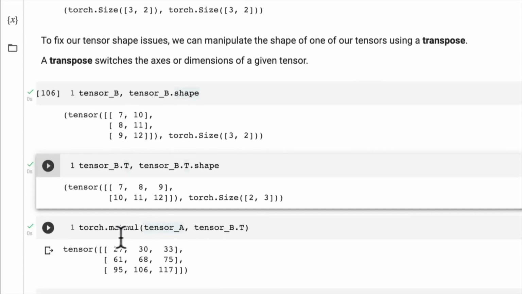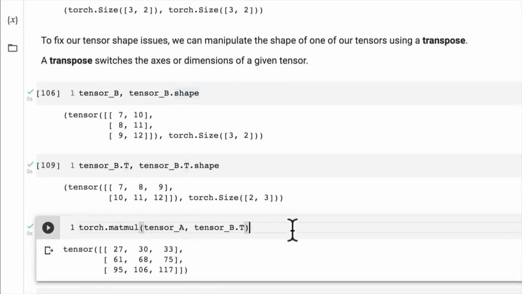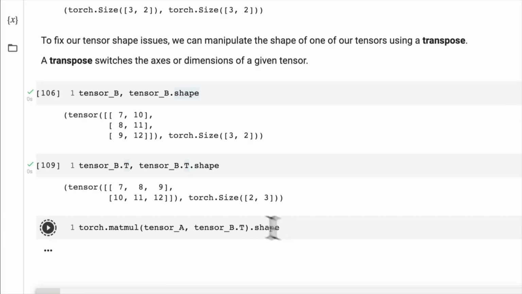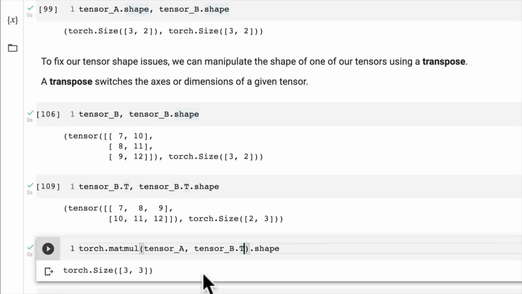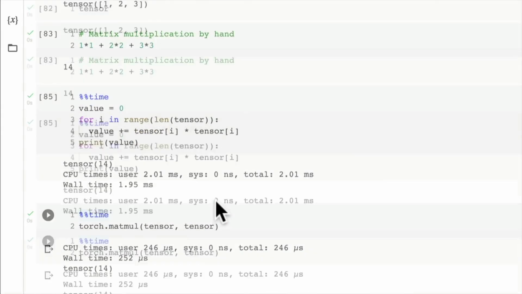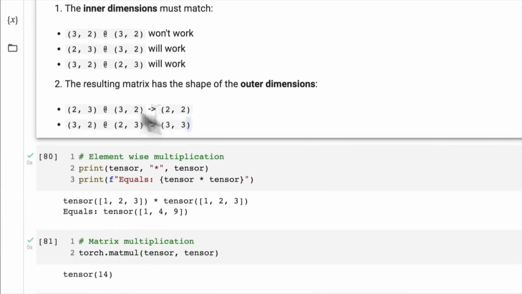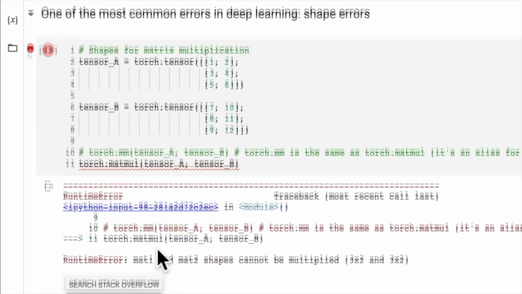And so when we try to matrix multiply these, we satisfy the first criteria. And now look at the output of the matrix multiplication of tensor a and tensor b dot t, transposed, is 3, 3. And that is because of the second rule of matrix multiplication. The resulting matrix has the shape of the outer dimensions. So we've got 3, 2, matrix multiply 2, 3, results in a shape of 3, 3.